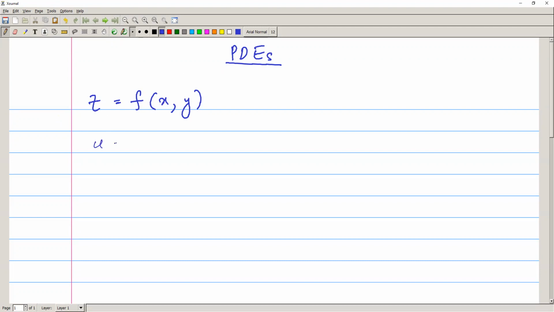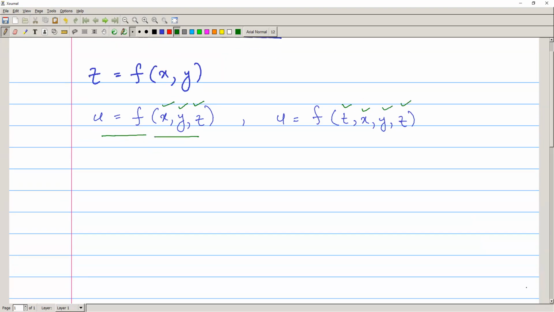Let's say it's like this: u is equal to a function of x, y, and z, or it may be like u is equal to a function of t, x, y, and z. So this is a function of three independent variables, and this is a function of four independent variables. So we will learn how to classify the equations involving three or more independent variables. For that, first of all, we will write the conditions.